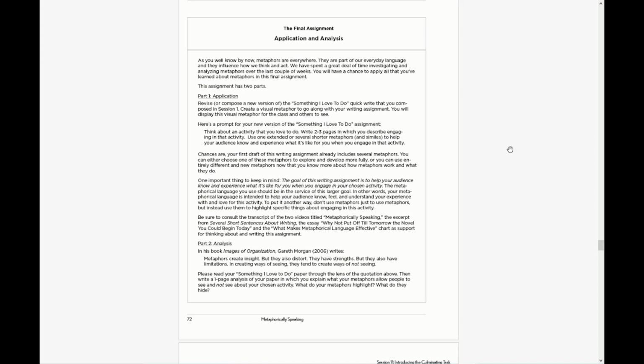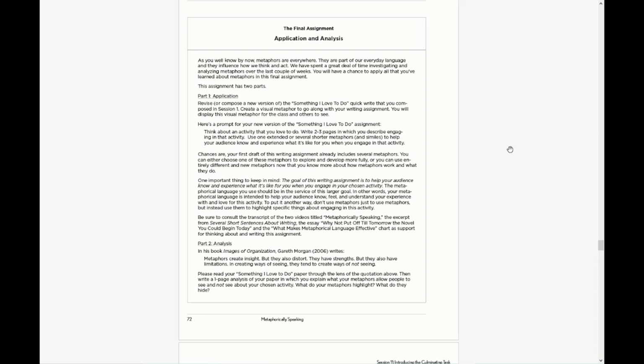So they can pull some of these metaphors maybe from what they wrote earlier. They can think about incorporating new ones. It can be a particular extended metaphor, or it can be several shorter metaphors. But the idea of metaphor should influence their writing and should help them revise that earlier piece into something a little more polished and thoughtful in how it is put together. That's the first part of the final assignment.